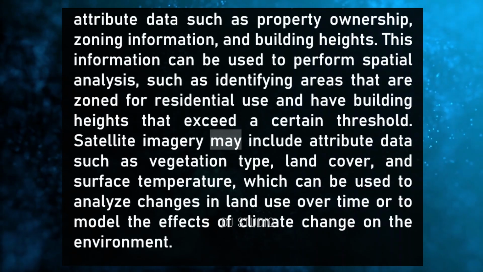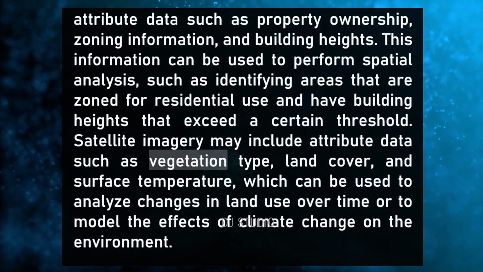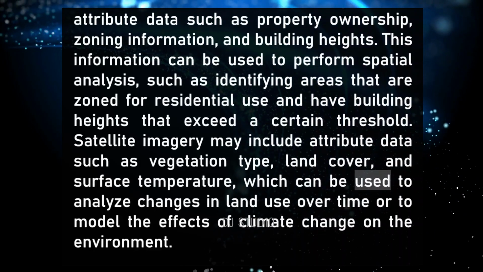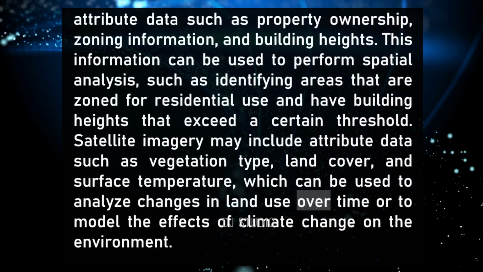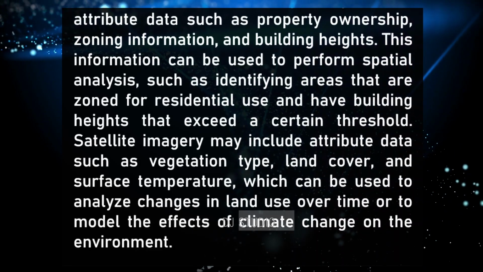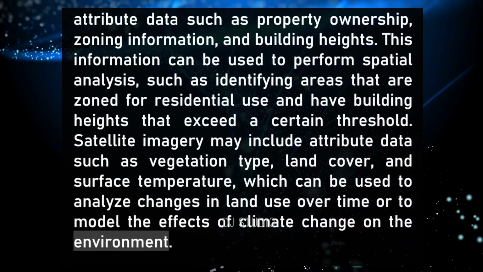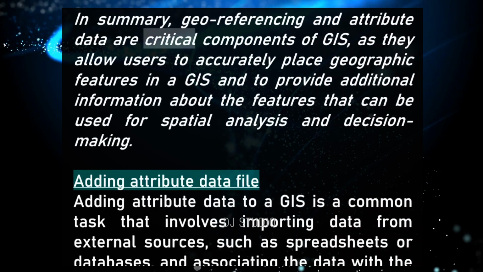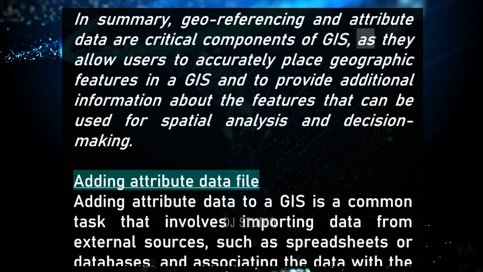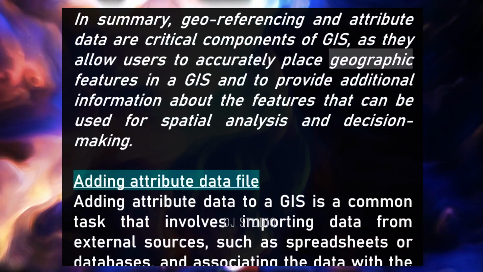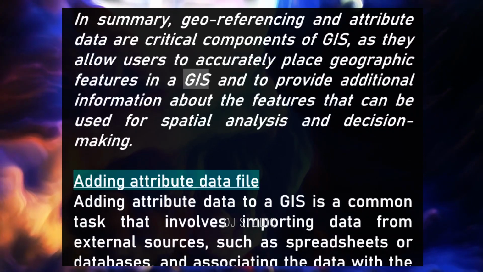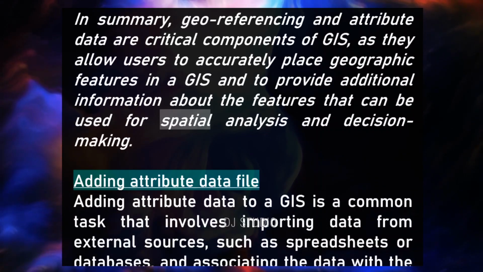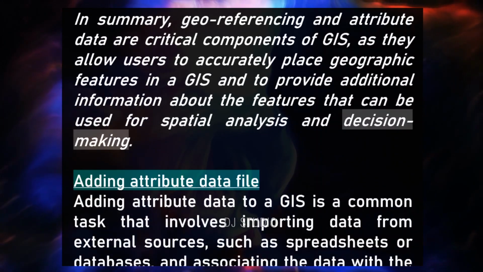Satellite imagery may include attribute data such as vegetation type, land cover, and surface temperature, which can be used to analyze changes in land use over time or to model the effects of climate change on the environment. In summary, georeferencing and attribute data are critical components of GIS, as they allow users to accurately place geographic features in a GIS and to provide additional information about the features that can be used for spatial analysis and decision-making.